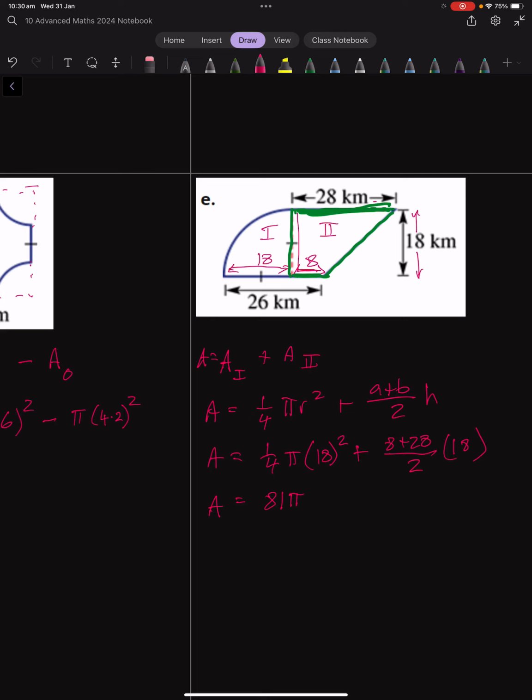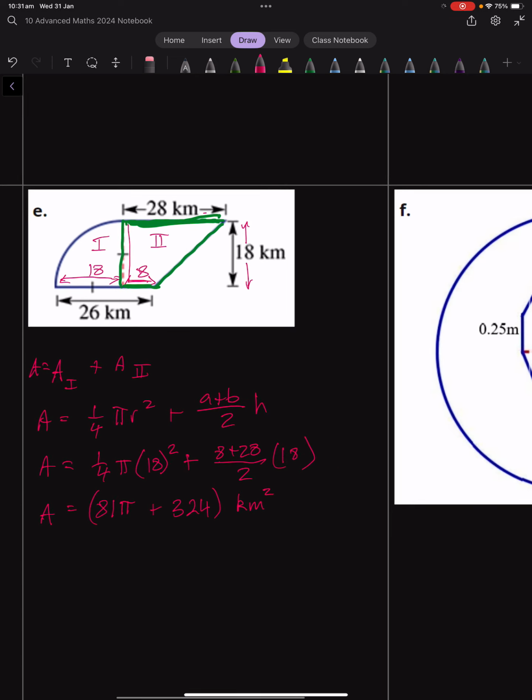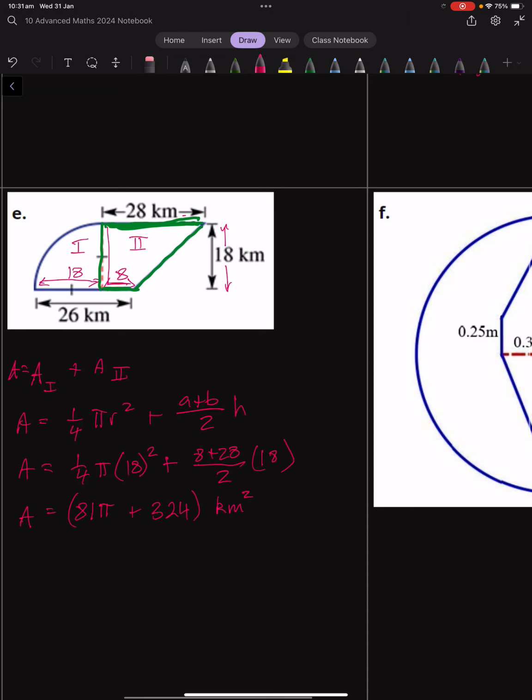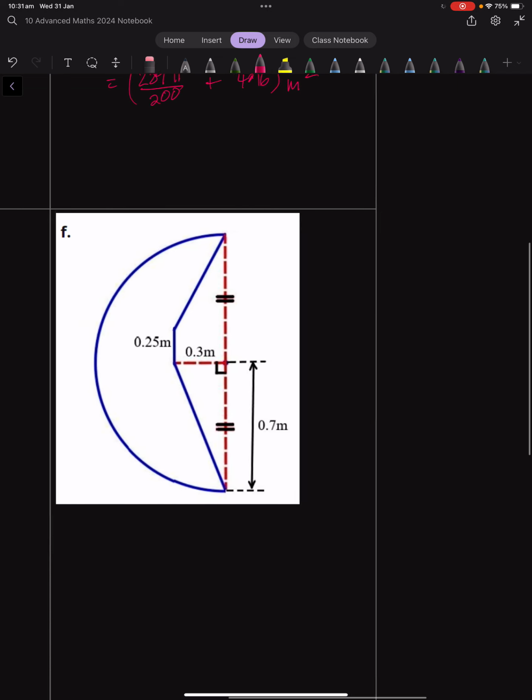28 plus 8 is 36. 36 divided by 2 is 18. Oh, look at that. That worked out pretty nicely, didn't it? 18 times 18, 324. Those square numbers, you're going to need to know them. And these are square kilometres. That's a pretty big area. It must be a nice field or something. I don't know. Maybe not a very nice field, but it's a big one. It's in square kilometres.